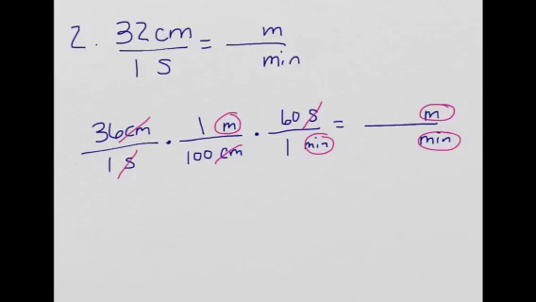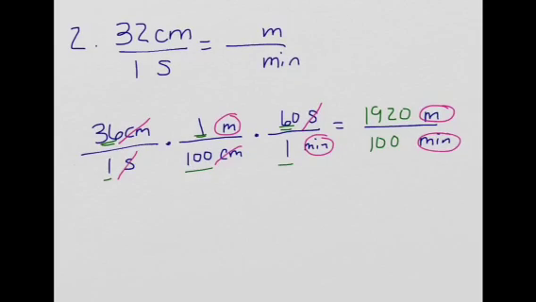Now I'm going to do some multiplying. I'm going to multiply 36 times 1 times 60, and I'm going to get 2160. Then I'm going to multiply 1 times 100 times 1, and I'm going to get 100. Now I'm going to divide 2160 by 100, and I'm going to get 21.6 meters in 1 minute. And that's how you do dimensional analysis.